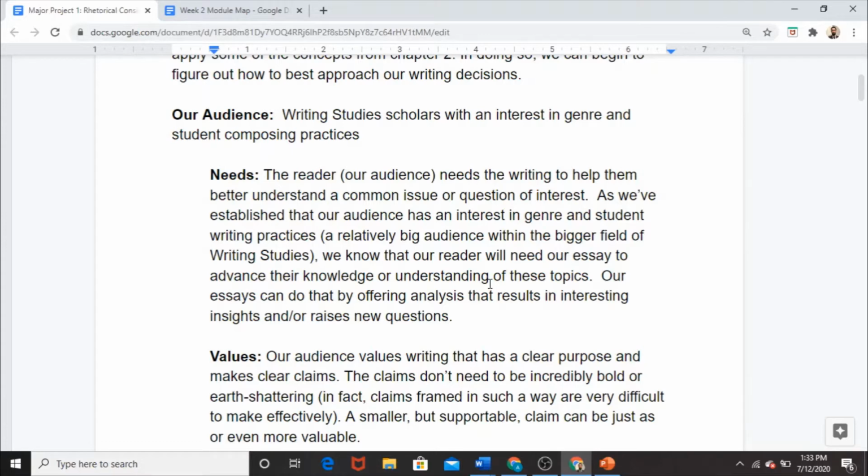And so, as I note here, we know that our reader will need our essay to advance their knowledge and understanding of the topics that we're looking at. And we can do this in a couple of ways, but most commonly it's through producing analysis that results in some interesting ideas, or, and usually this is paired together, raising some good questions, right? So looking at our data, doing some analysis and saying, hey, this leads us to think about questions that we hadn't originally set out to look at, but that are worth continuing to think about.